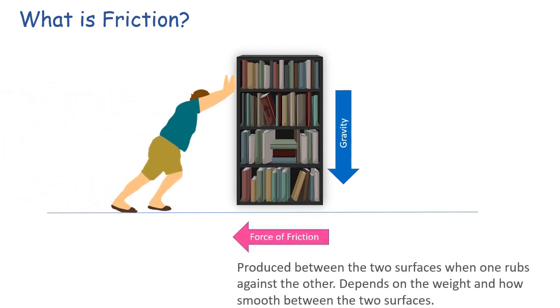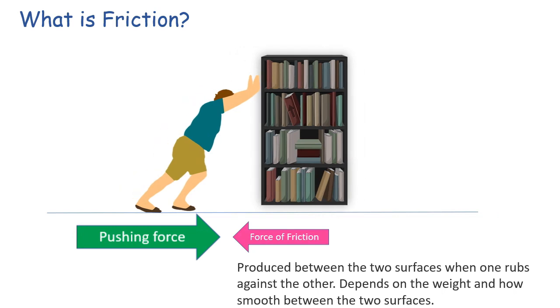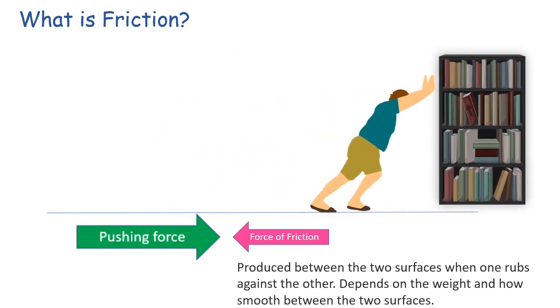However, when a person starts pushing the shelf, the bottom of the shelf rubs with the floor, causing friction. When the force of the push is larger than the friction, then the shelf starts to move. How strong the friction is depends on the weight of the moving object and how smooth the two surfaces are.